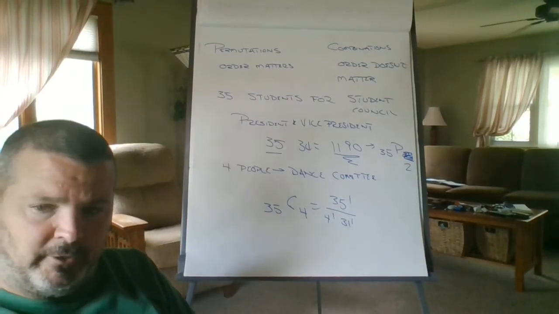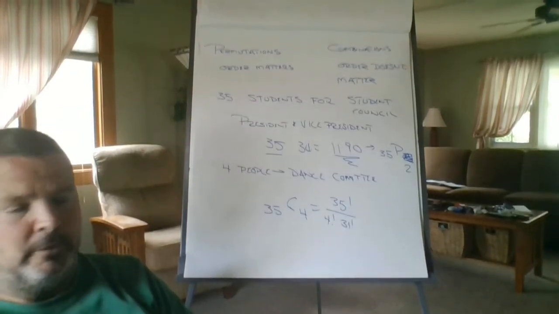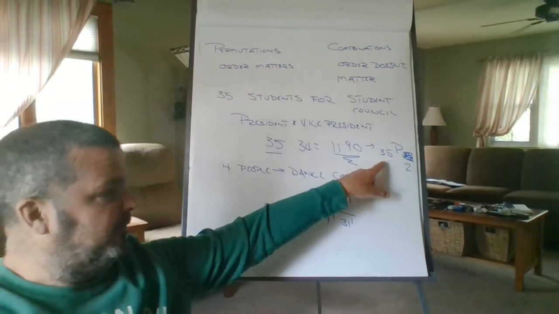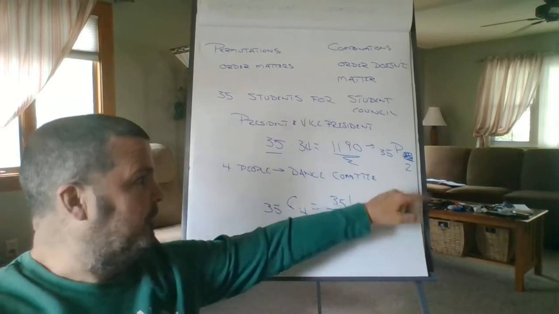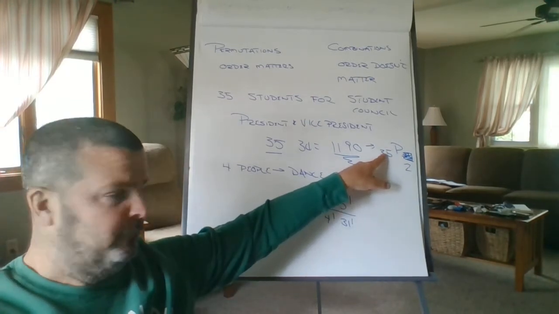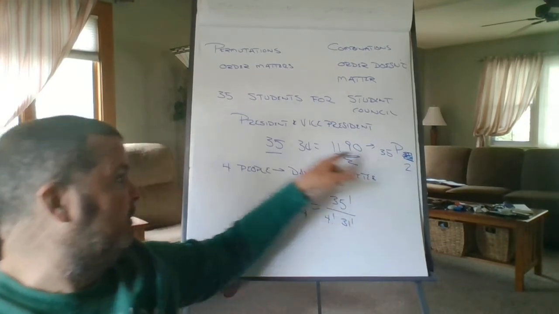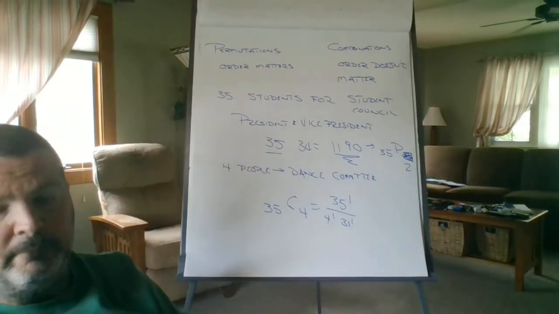If you use the permutation formula outlined in your notes, that would be 35P2, which converts over to 35 factorial over 35 minus 2, which is 33 factorial, which brings you back to 35 times 34.